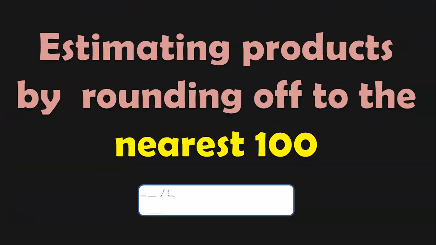The next type of problems that we are going to see is estimating the products by rounding off to the nearest 100. So stay with me till the end of this video as we are going to do several problems for this concept. Now estimate the product of 425 and 185.